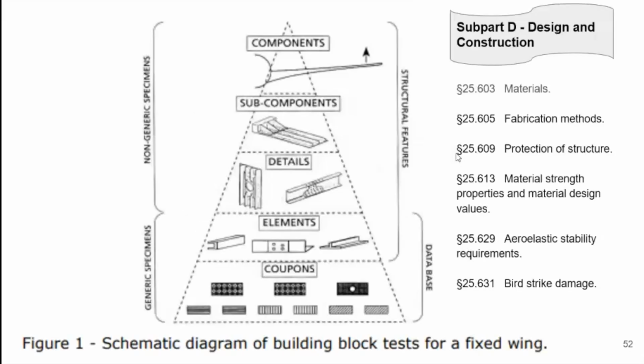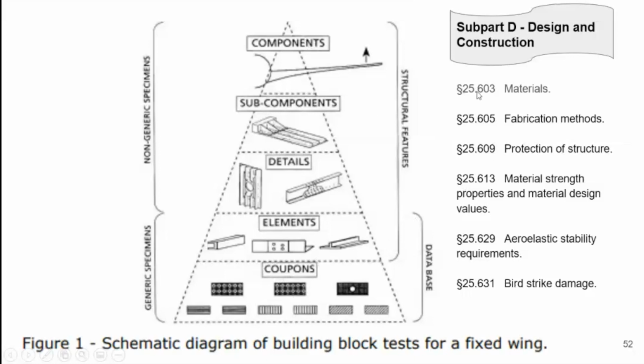Okay, now design requirement summary. So the summary is, if you look at this coupon, this pyramid, you can see 25.631 bird strike here is basically at the component level. Okay, you have to show compliance with 25.631 at component level. Aeroelasticity stability at component level. Material strength property 25.613 at the bottom here. Material strength properties and material design value. So that is 25.613. And 609 is a component level.